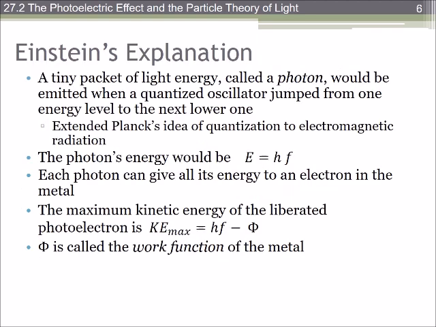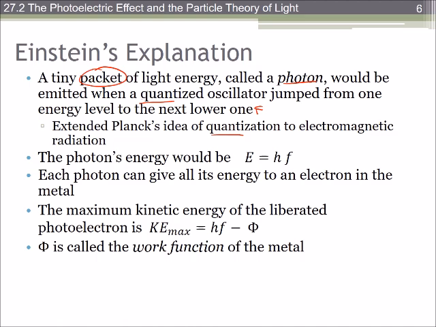So Einstein's explanation was that light is a packet of energy called a photon. This brought back Newton's theory of corpuscles of light, which would be emitted when a quantized oscillator jumped from one energy level to another. And this we now know are electrons in the orbitals within the atom. So he extended Planck's idea of quantization to electromagnetic radiation.